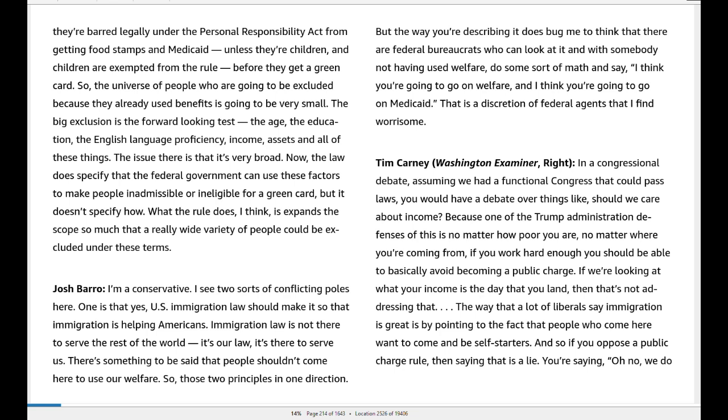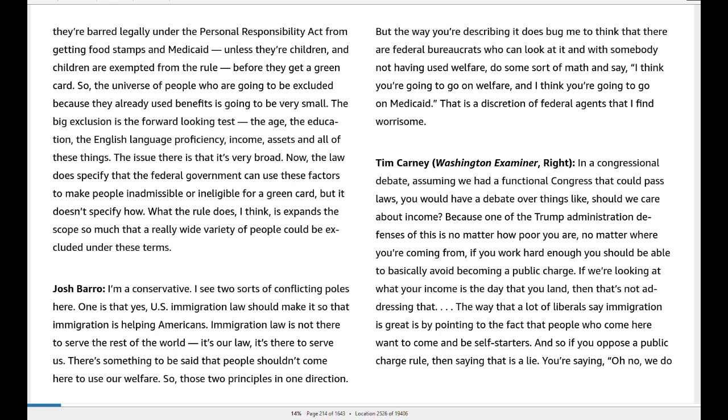Now, the law does specify that the federal government can use these factors to make people inadmissible or ineligible for a green card, but it doesn't specify how. What the rule does, I think, is expand the scope so much that a really wide variety of people could be excluded under these terms.